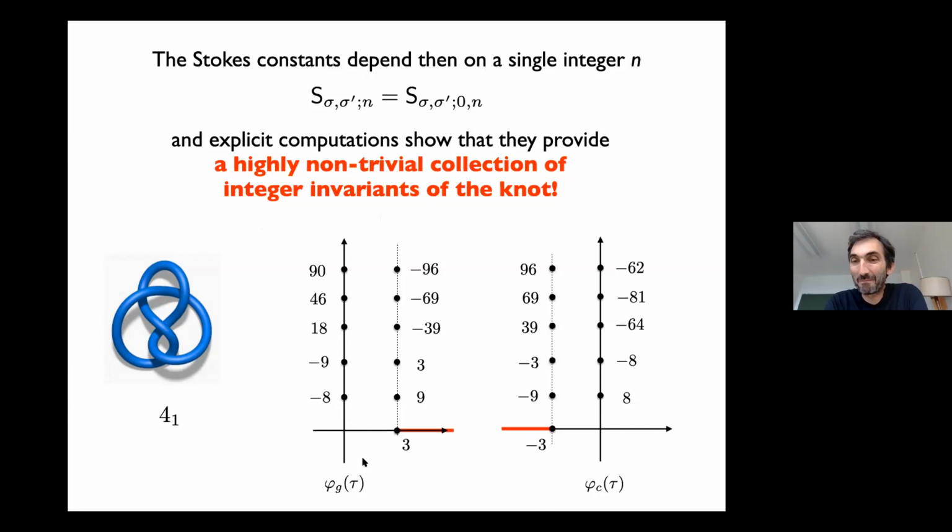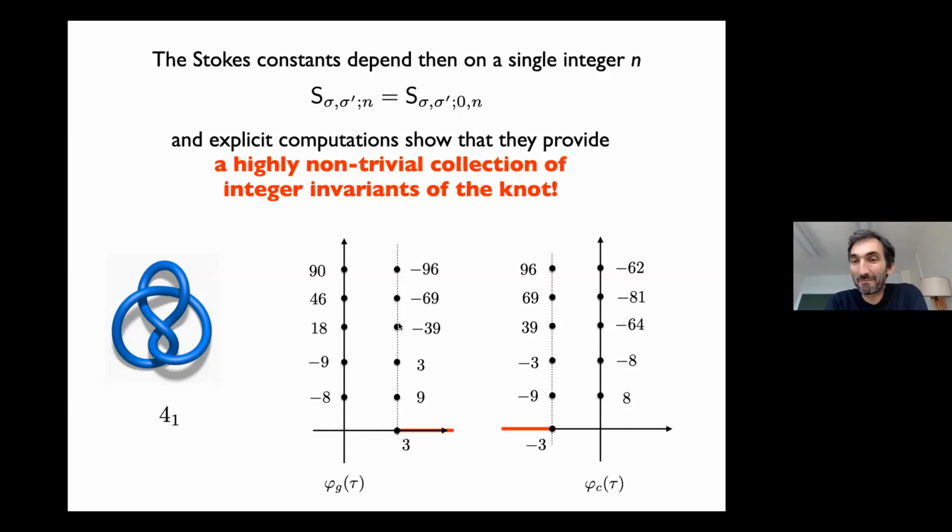So explicit calculation, for example, for the figure 8 node: remember that you can actually associate this Stokes constant to a pair of connections and to an n. So this means that if I look at the Borel plane of this series, which is the series G, I will have these numbers here, which are non-zero. So these are the Stokes constants corresponding to sigma equal to sigma prime equal to G, and the different n's label this n here.